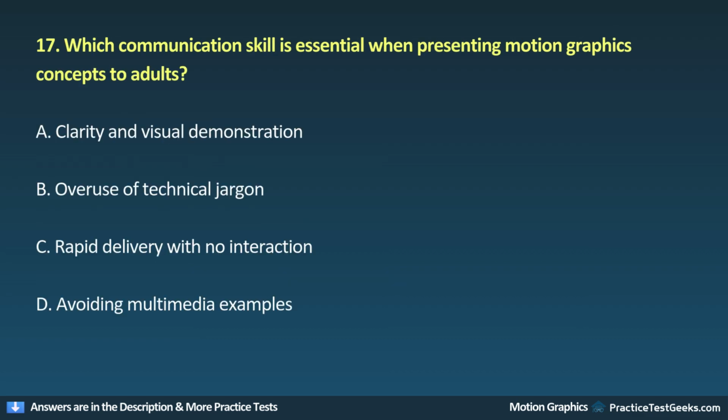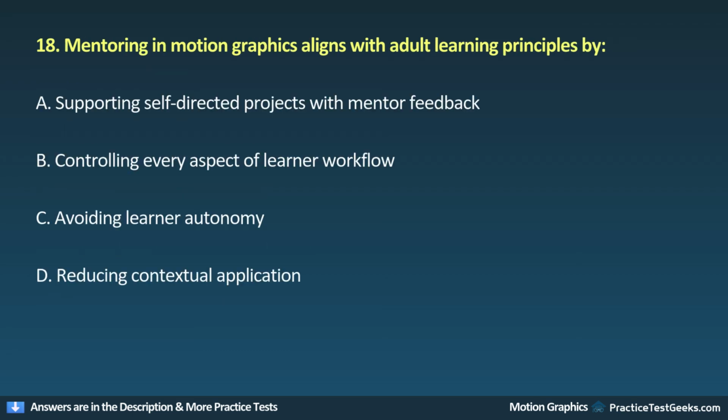17. Which communication skill is essential when presenting motion graphics concepts to adults? A. Clarity and visual demonstration. B. Overuse of technical jargon. C. Rapid delivery with no interaction. D. Avoiding multimedia examples.